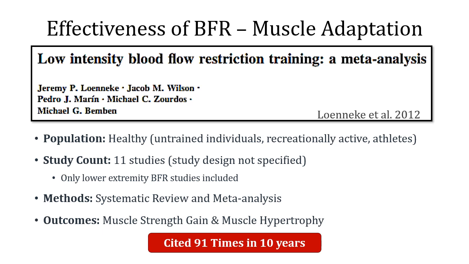Only lower extremity BFR were included because at the time there was minimal to no upper extremity. They specifically mentioned that within the methods of this systematic review. The methods that were performed were not only systematic review, but also meta-analyses and the pooling of the data. And then the outcomes they were looking at were muscle strength and muscle hypertrophy.